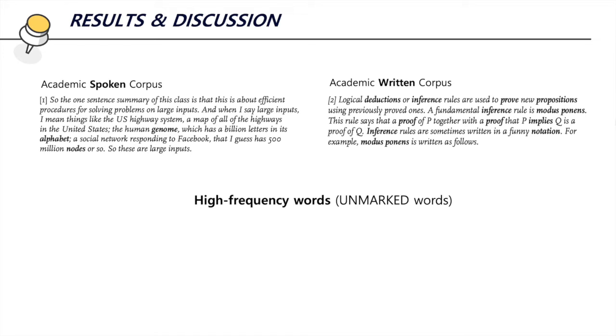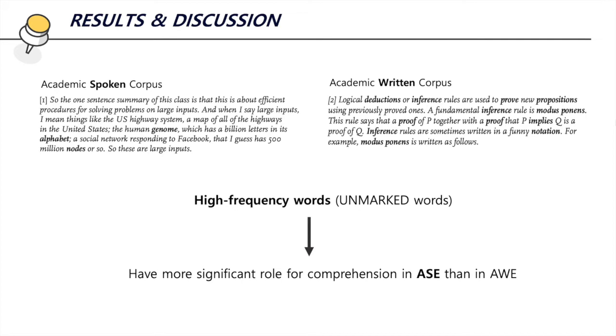Let's look at the excerpts from the academic spoken and written corpus. Unmarked words are high-frequency words, and words in bold are not high-frequency words. As you can see, high-frequency words make up a larger part of academic spoken English than of academic written English. This means high-frequency words have a more essential role for understanding academic spoken English than academic written English.